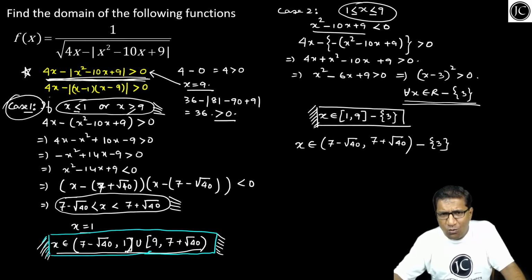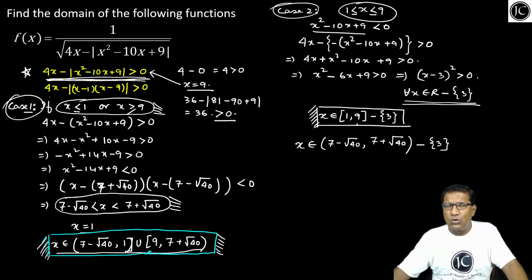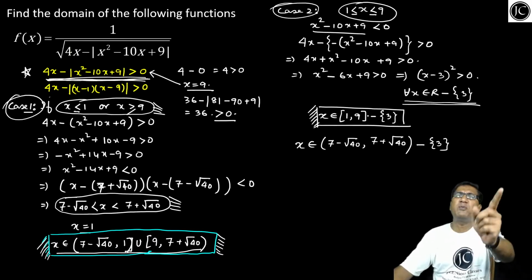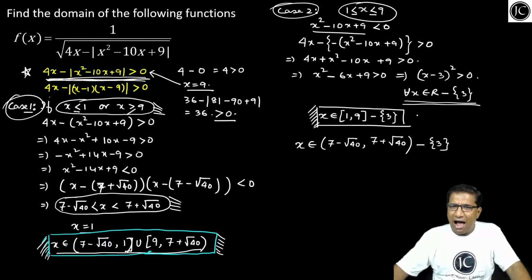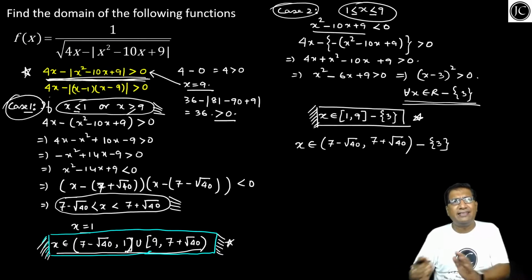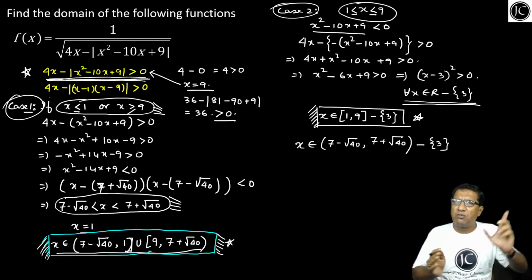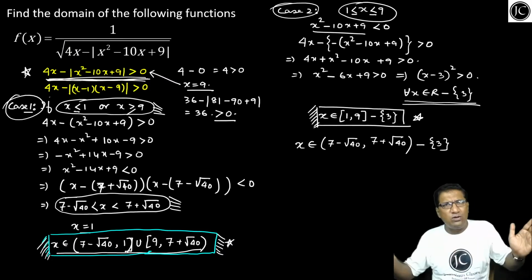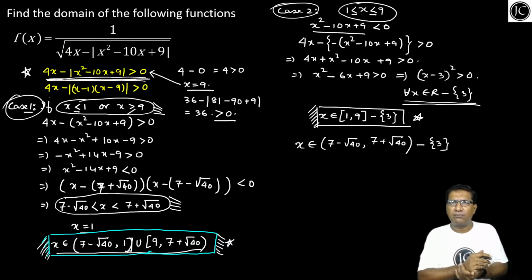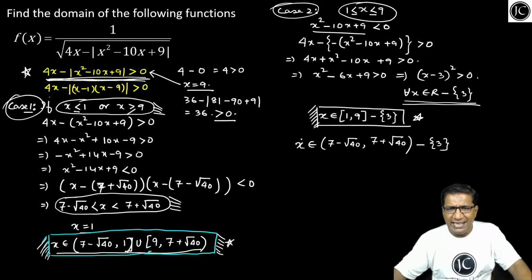But in case 2 what happened? In case 2, x is taking all the values between 1 and 9 except 3. तो इसके लिए हम इन दोनों को कंबाइन करके लिख दिया कि x is lying between 7 minus root 40 to 7 plus root 40. Every value it will take except 3. Except 3. So that is the required domain for this problem.